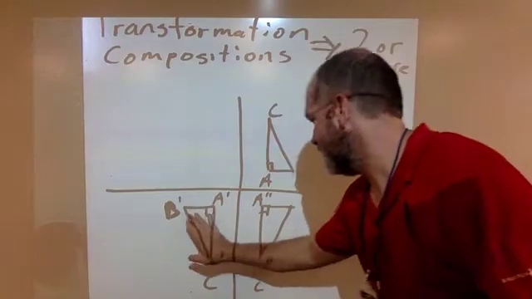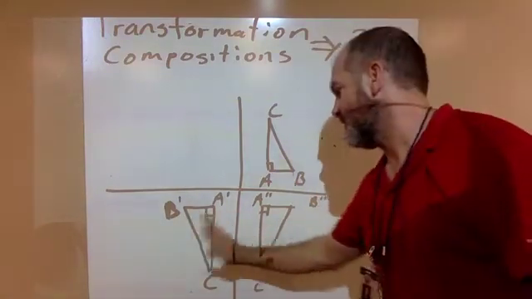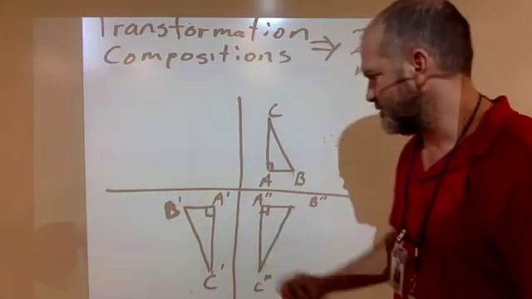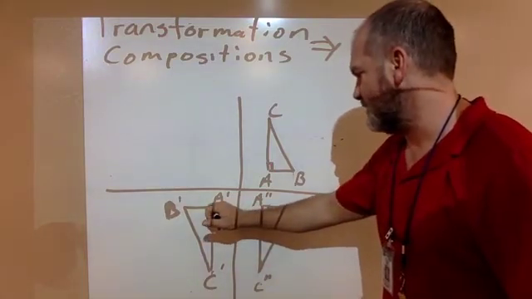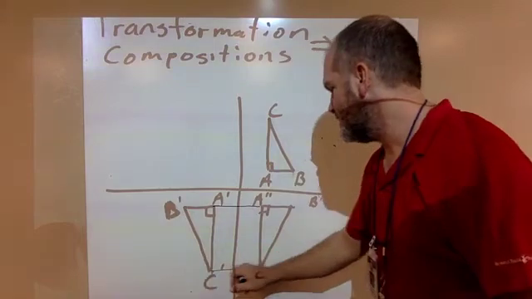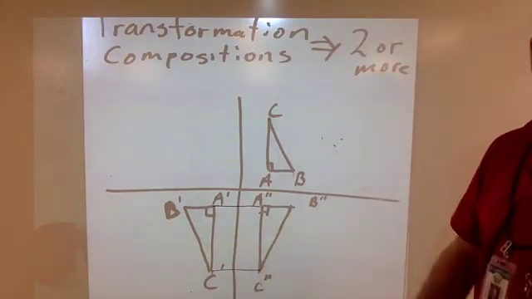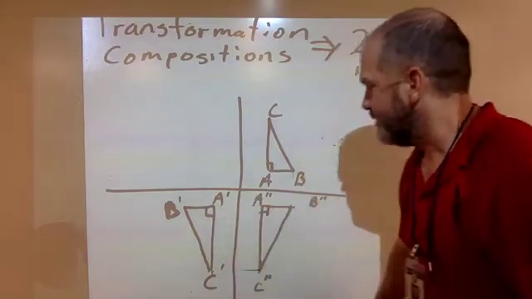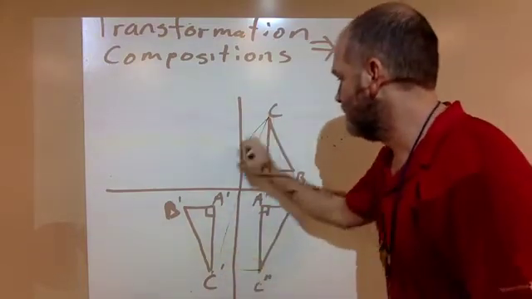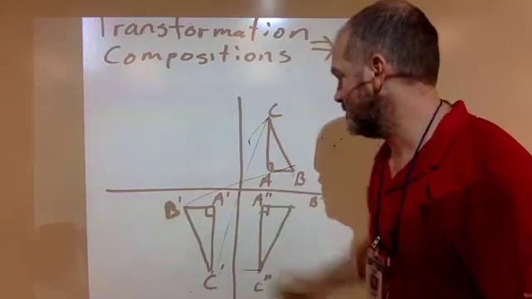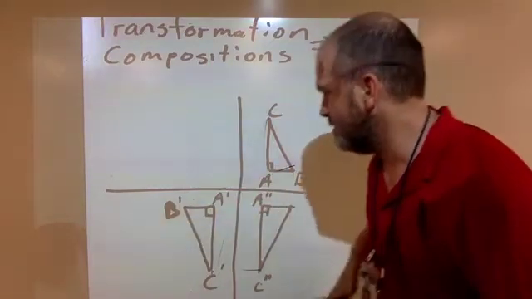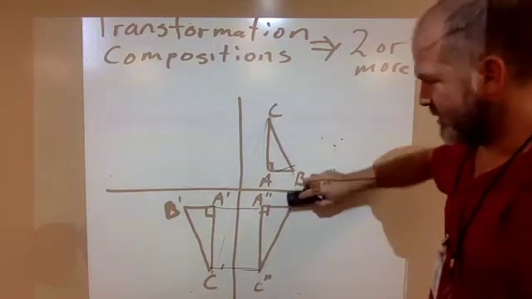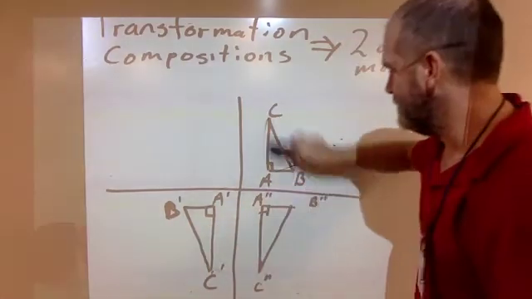In this one, hopefully you can see that it's a reflection. You're just flipping it across the y-axis. Let's try our little test here. Connect corresponding points, A to A, C to C. Those lines don't cross. Therefore, it's a reflection. You see the difference? Here they crossed, so it was a rotation. Here they don't cross, so it was a reflection or a translation, but we already ruled out translation.